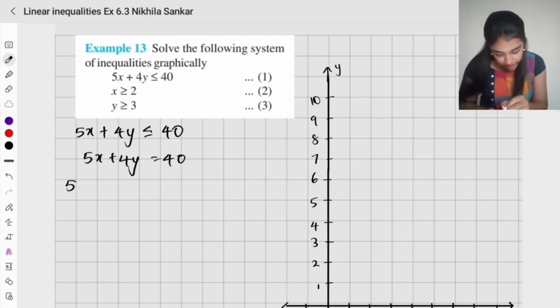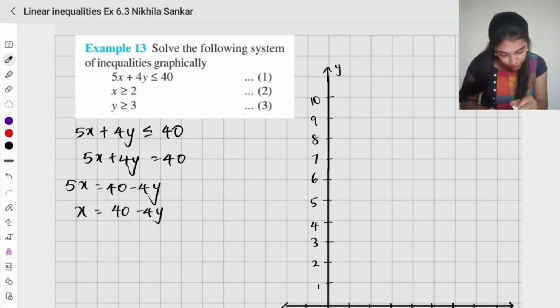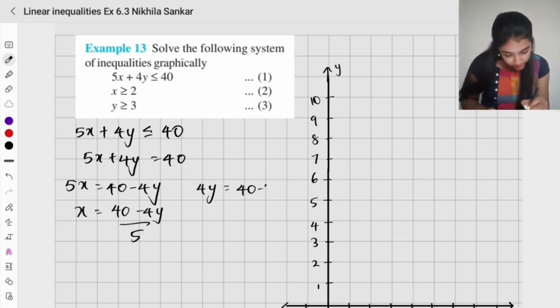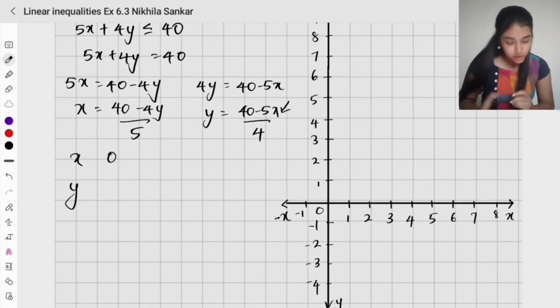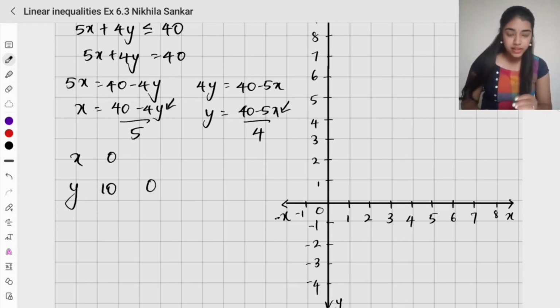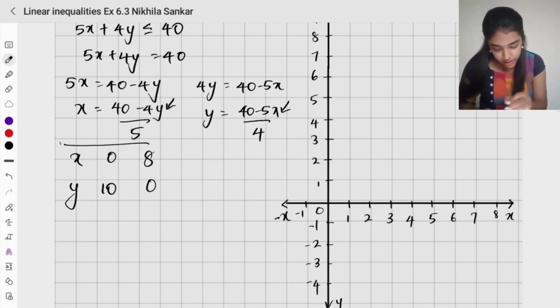Writing x in terms of y, 5x is equal to 40 minus 4y. X is equal to 40 minus 4y divided by 5. Similarly 4y equals 40 minus 5x. Y equals 40 minus 5x divided by 4. Now shall we substitute for x and y? So x, y. If the value of x is 0, this is going to be 40 by 4 which is 10. So the value of y is going to be 10. If the value of y is 0, this is going to be 40 by 5 which is 8. 5 8s are 40. So this is my tabular column.